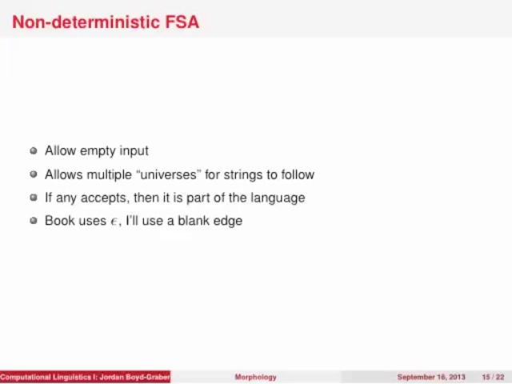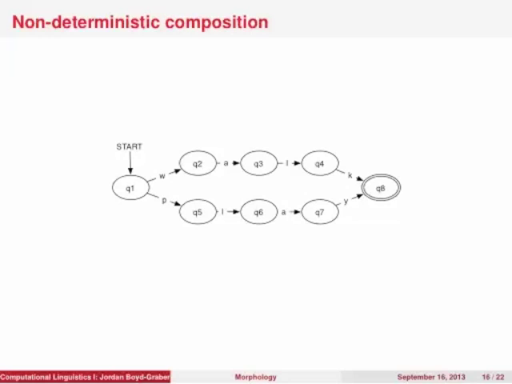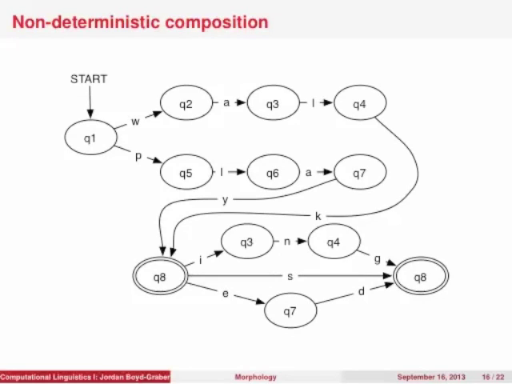And so this creates multiple universes, as it were, for strings to follow. As long as you can go through any path in your FSA that leads to an accept state, then it's part of the language. The book uses epsilon to represent empty input or output, and I'll use just a blank edge instead. So if we want to add on verb affixes like ing or ed, we can create a larger automaton that looks something like this.